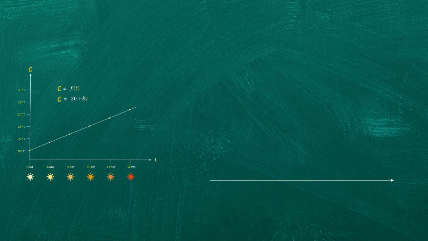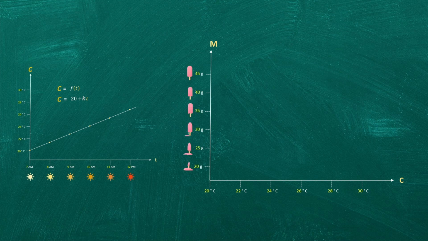Now, let's change the scenario. This time, the x-axis will represent temperature in degrees Celsius, denoted by the uppercase letter C. The y-axis will represent the melting rate of an ice cream, denoted by the uppercase letter M. In this case, temperature, C, is the independent variable. As the temperature rises, the melting rate of the ice cream increases.